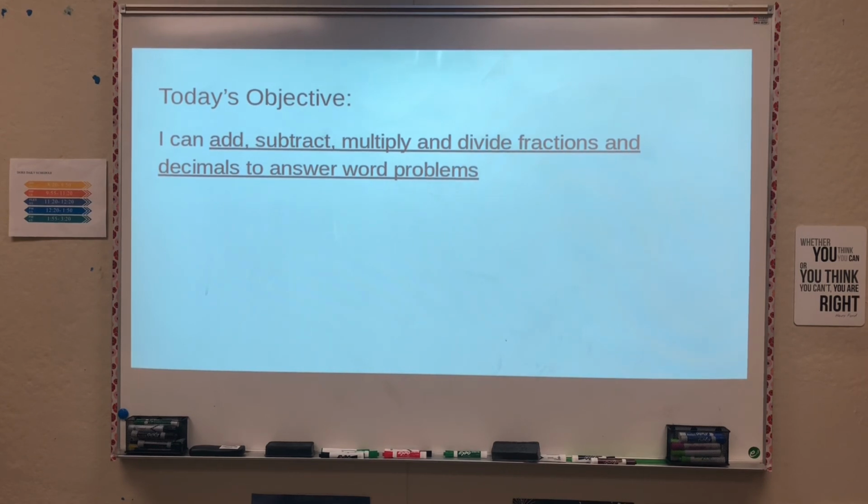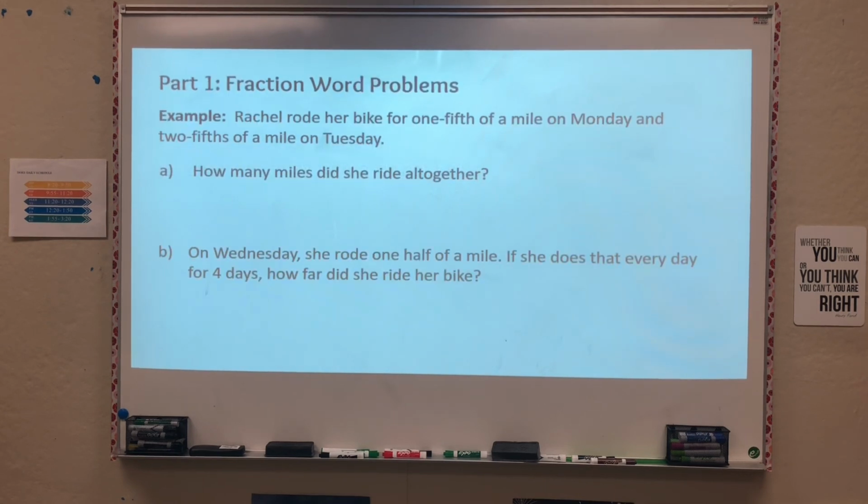So the first ones we're going to look at are some word problems with fractions. Our first example says Rachel rode her bike for 1/5 of a mile on Monday and 2/5 of a mile on Tuesday. The first part of the question is asking how many miles did she ride altogether? Tell me what you're thinking we want to do for that first part.